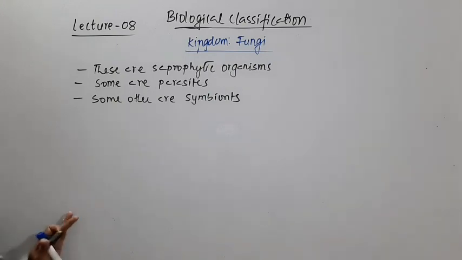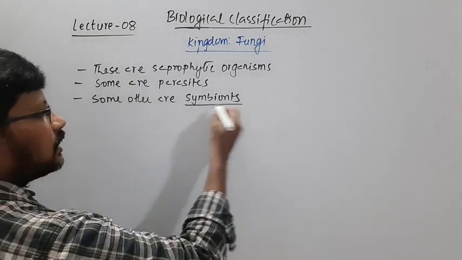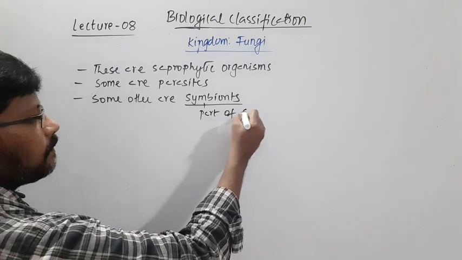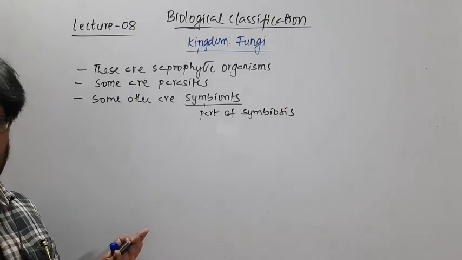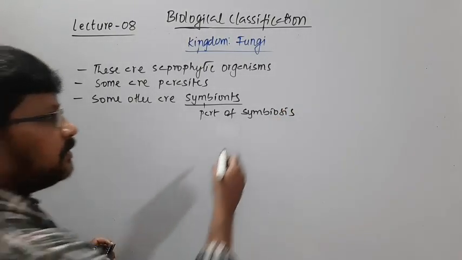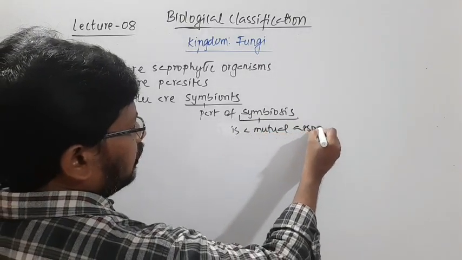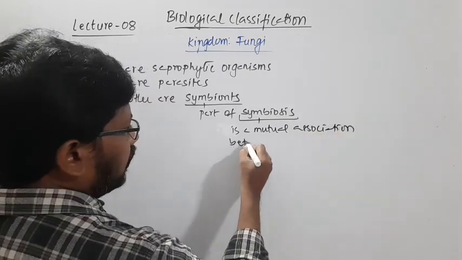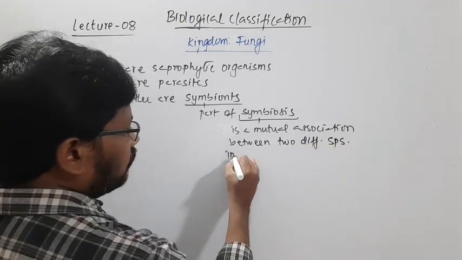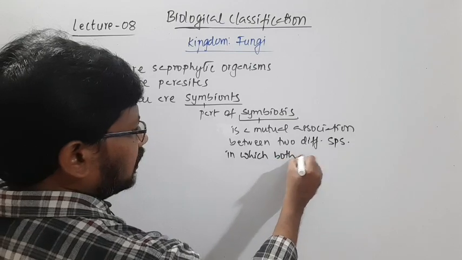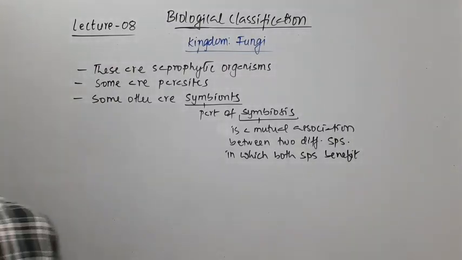Symbionts are organisms that are part of symbiosis. Symbiosis is a mutual association between two different species in which both species benefit. So in which both species will get benefit.